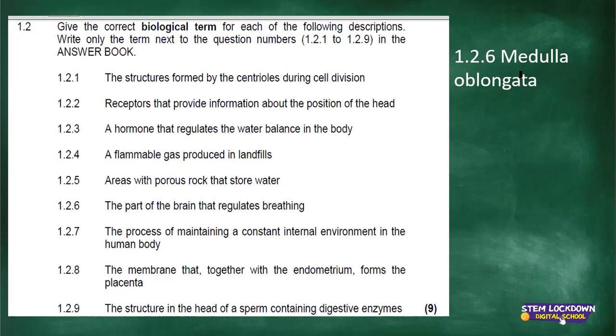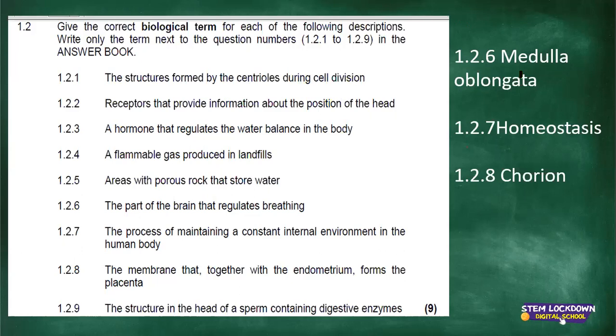And then 1.2.7. The process of maintaining a constant internal environment of the body. I have been mentioning this one. It's homeostasis. And then 1.2.8, the membrane that together with the endometrium forms the placenta. So together, it's this membrane plus endometrium. When they are together, they will form the placenta. That is called the chorion.